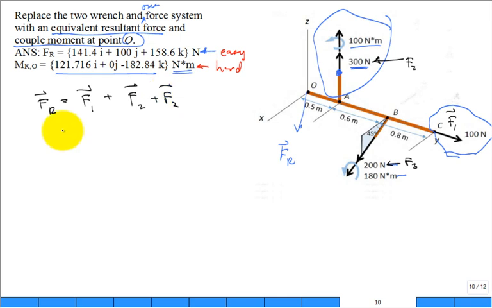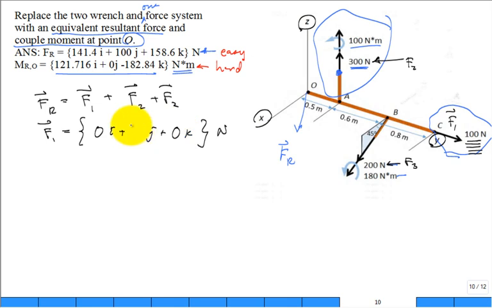Okay, so I would go slow. What is F1 in I, J, K? And I look at it, this is not that hard. It's 100 newtons, so I'll put the newtons on the outside. And it's just going to be, here's my X, here's my Y coordinate system, here's my Z coordinate system. So isn't it going to be 0 in the I, 0 in the K, and 100 in the J? And hey, that was easy.